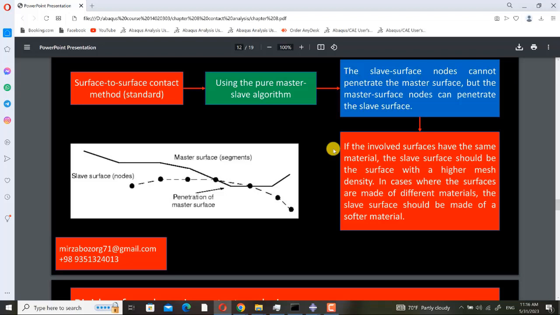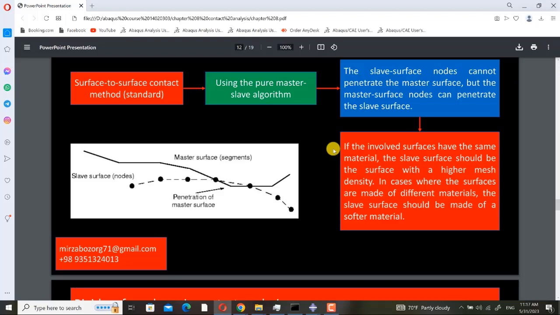We have two cases. If the material is the same in two contacting parts, for example, we have two parts and the material of both of them is ST37, then the master surface must be the surface with coarser mesh, or the slave surface must be the surface with finer mesh. Okay, if the materials are the same.